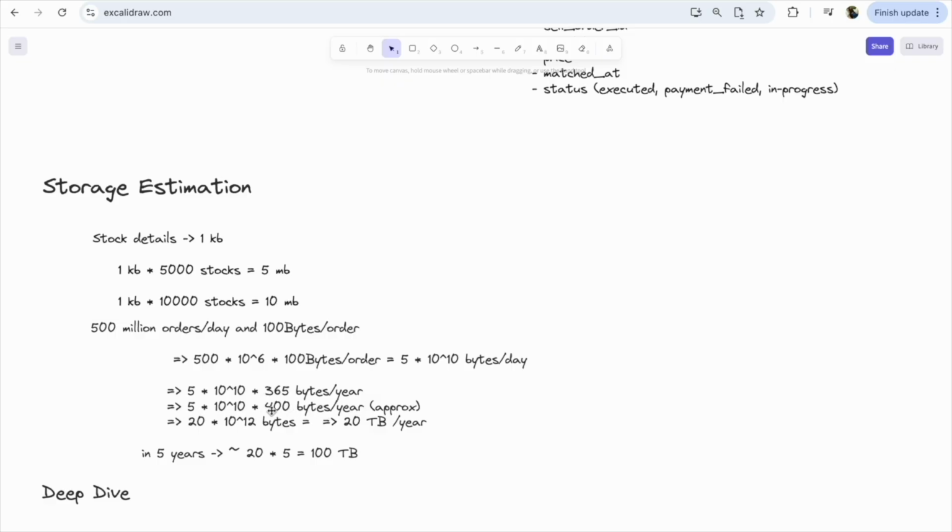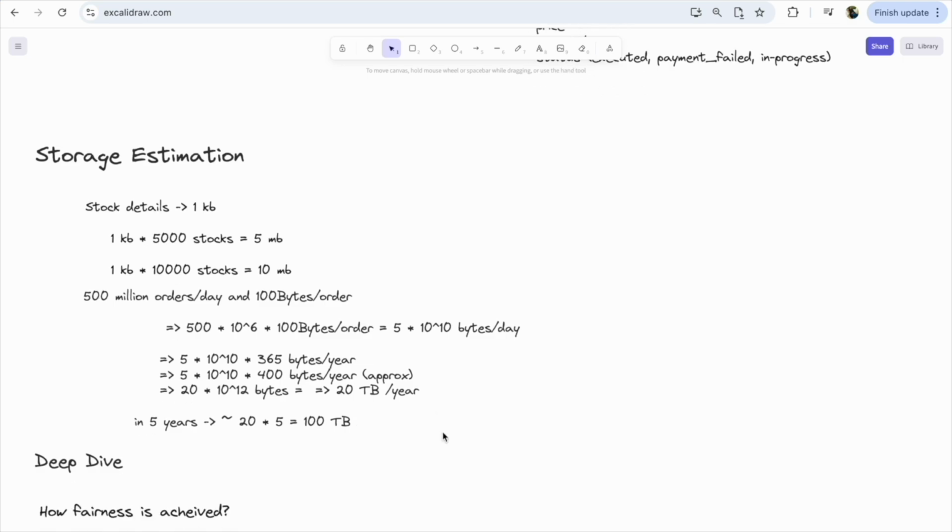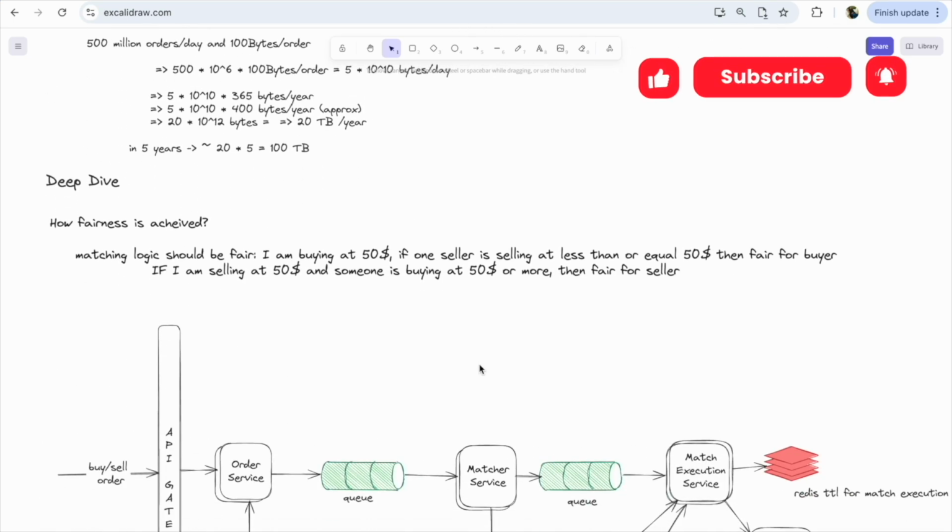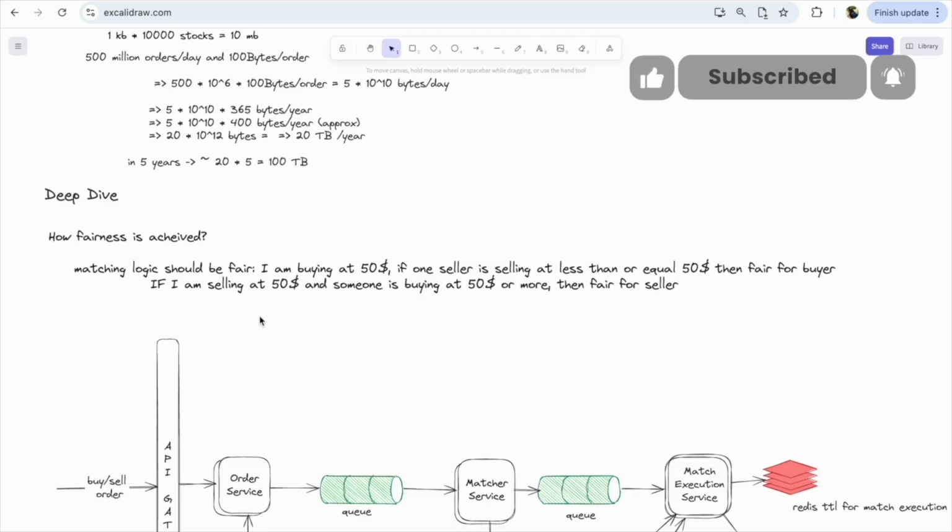So this is 20 into 10 power 12 bytes, which is 20 terabytes per year. And if we are storing the data for, let's say, 5 years, then it's 20 into 5, like 100 terabytes. So this is just some rough assumptions of the storage. Now we'll dig deep into multiple sections.